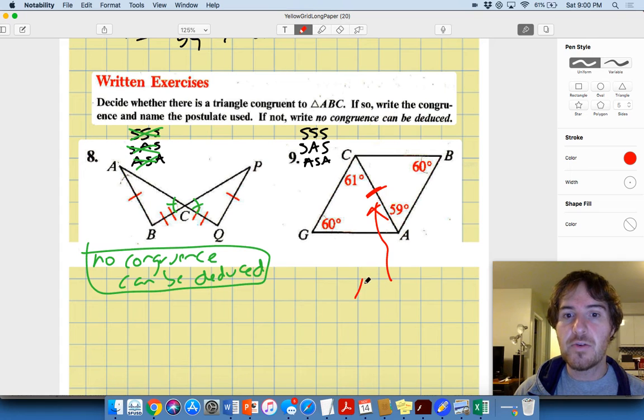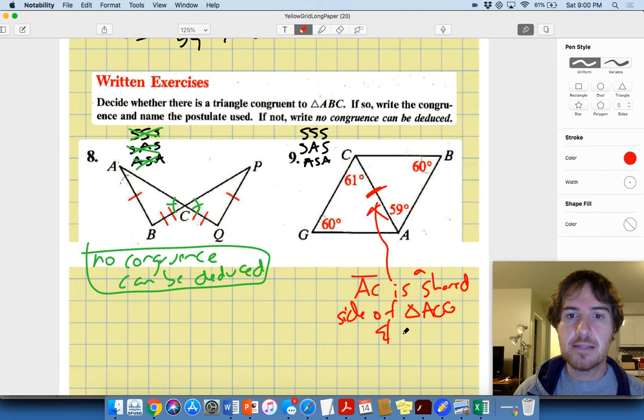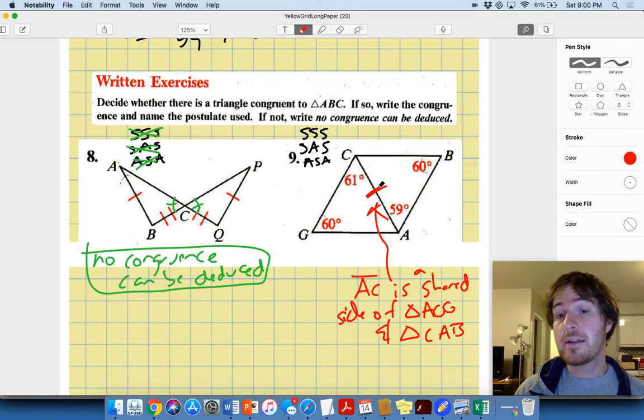This side, AC, is called a shared side of triangle ACG and triangle CAB right here, ACG and CAB. So the question is, is that going to help us here? Do we have an ASA correspondence? Let's check it out here. It says also write the congruence, so we actually have to do that. Save the congruences here because I think these will end up being congruent. Let's check it out here.